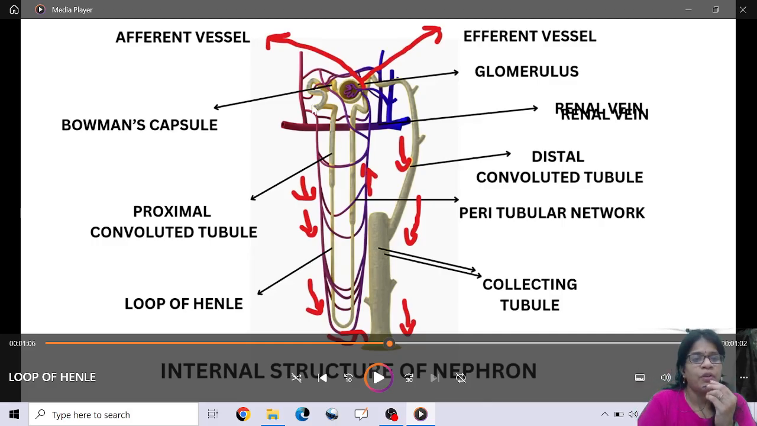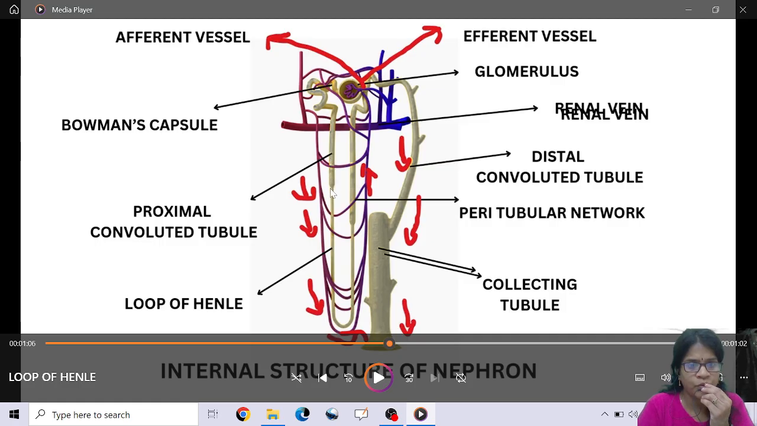So this is how it looks. I just wanted to give you the names of the structures of the nephron, then I will tell you how the primary urine becomes the final hypertonic urine. This is the Bowman's capsule, and immediately after coming out of the Bowman's capsule, you have the proximal tube.